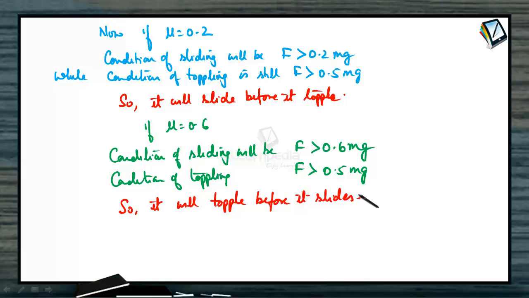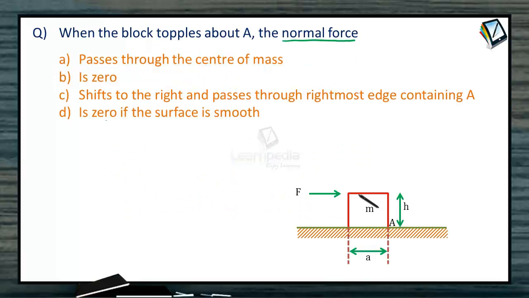So now let us look at the answers for the various questions we have seen. The first one: when the block topples about A, the normal force passes through the center of mass, is 0, shifts to the right and passes through the rightmost edge containing A, is 0 if the surface is smooth. We got the normal reaction about point A to be somewhere here. So it shifts to the right and passes through the rightmost edge containing A. So option C is right. The option that it passes through the center of mass is wrong. Is 0 is wrong. Is 0 if the surface is smooth is also wrong.